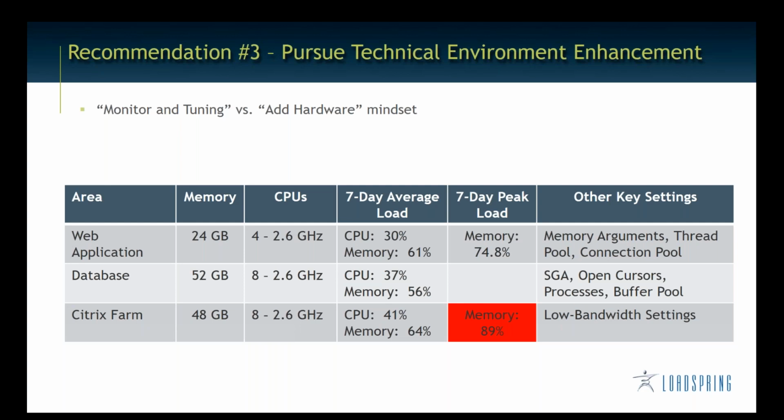Organizations have added, I'll say we have added, millions of dollars of hardware to try to test and see if performance improved. And in many cases, it's not. It comes down to things such as memory arguments in the web application, or database SGA settings, open cursors, processors. So you'll see those other key settings on the right.